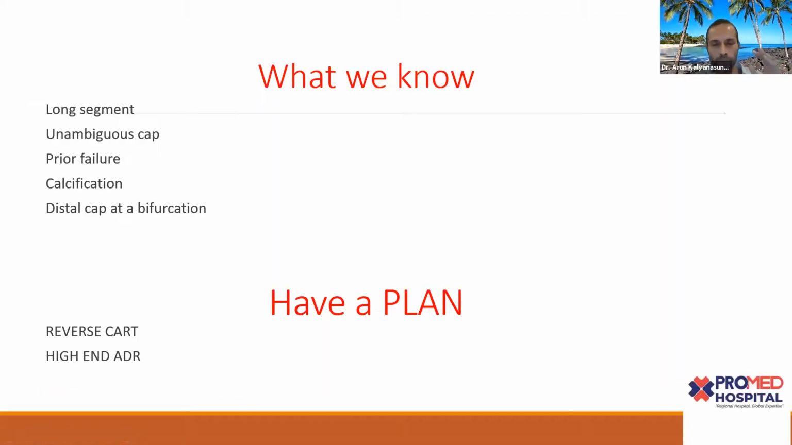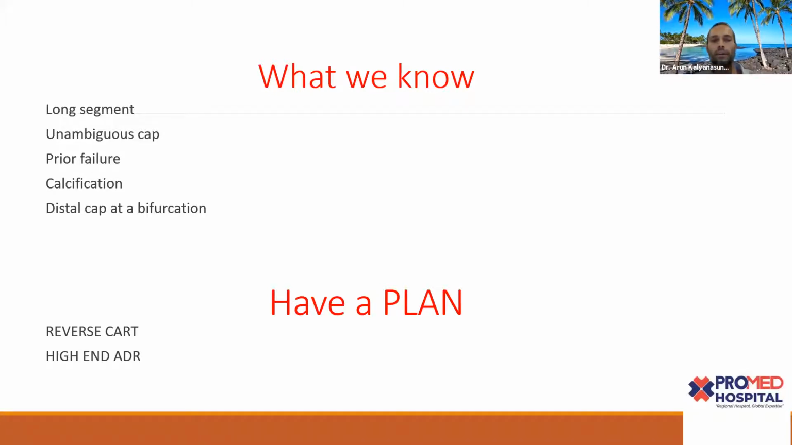And so the first thing, once you've seen the angiogram, you have to have a plan. So this is what was going on in my mind. It's a long segment. It's kind of an unambiguous cap. It's only been tried and failed by an expert before. There's calcium I have to deal with, and the distal cap is at a bifurcation. So in my mind, I probably cannot wire this antegrade. I don't think it's very feasible or efficient.